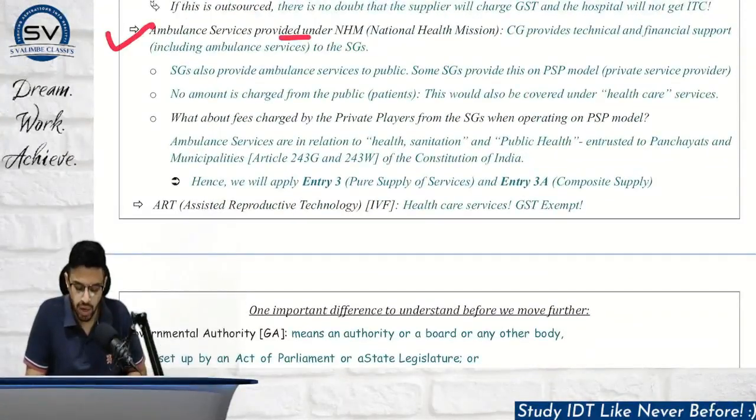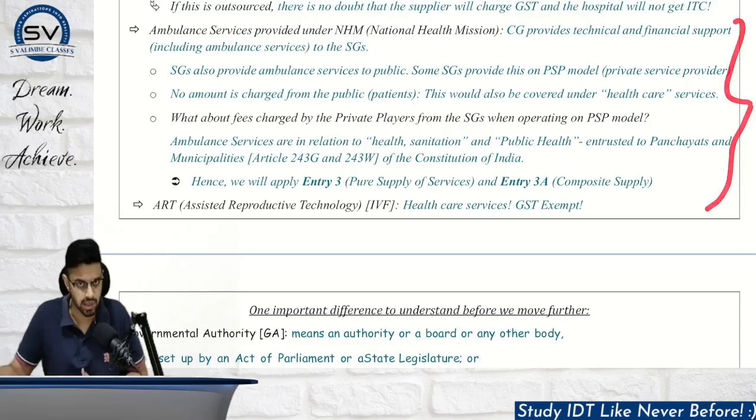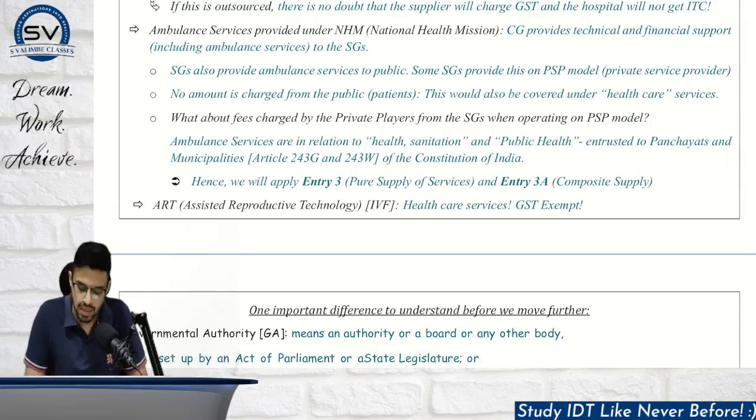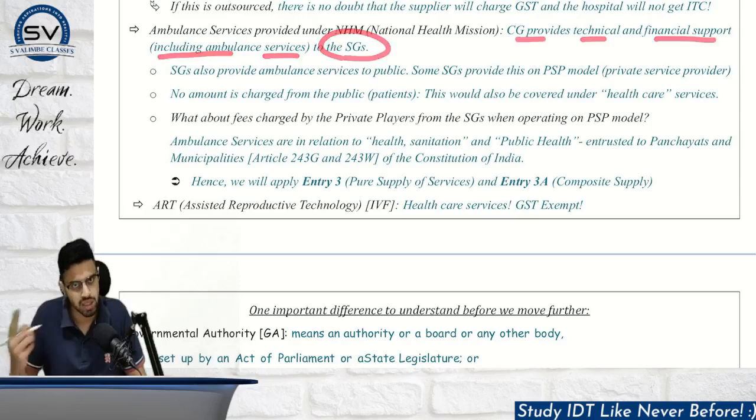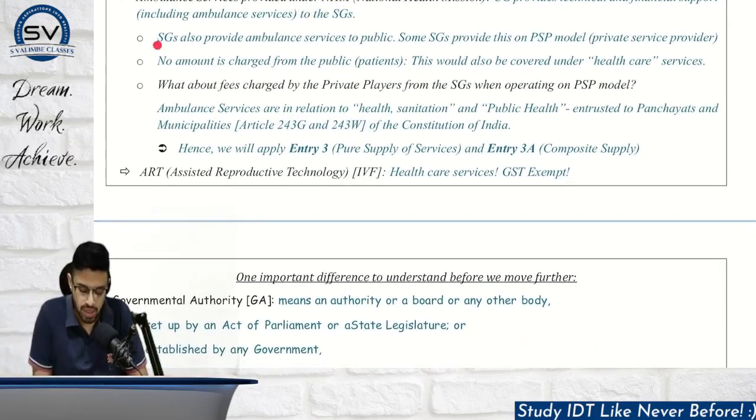Ambulance services provided under the National Health Mission. This I will read, but the concept will be clear only when we cover the government related services. So let's first read. Central government provides technical. What is this National Health Mission? Basically, the central government provides technical and financial support, including ambulance services, to the state governments, right? So that state governments can provide it to its citizens. State governments also provide ambulance services to the public.